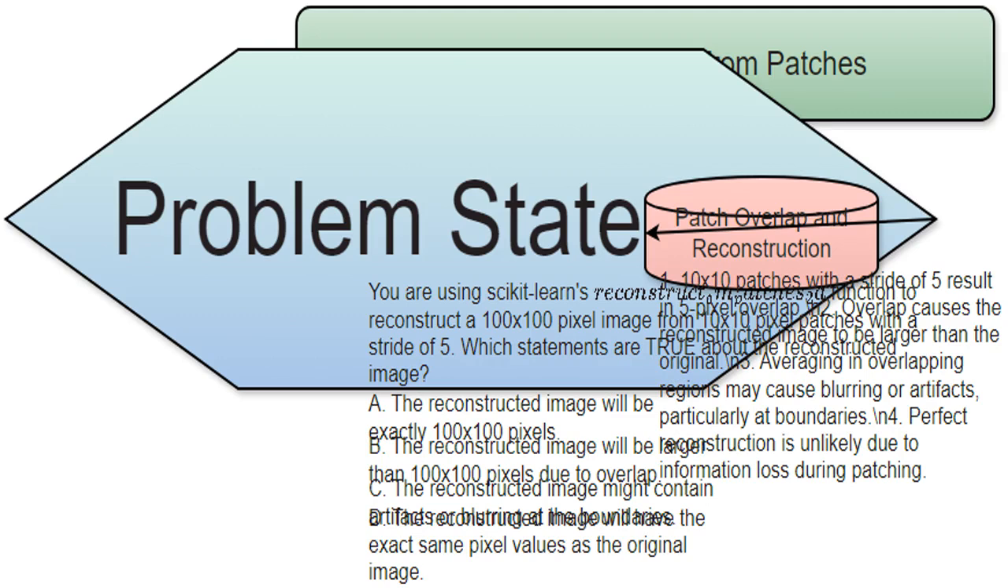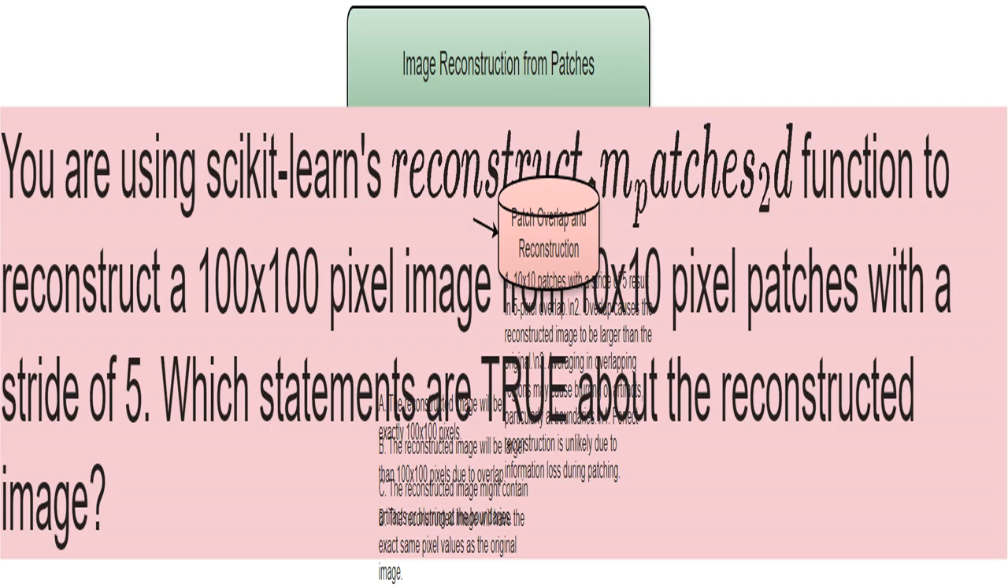Here's the challenge. I'm given a 100 by 100 pixel image. I've broken it into 10 by 10 pixel patches, with a 5 pixel gap between each patch, the stride. The goal is to understand the characteristics of the image once I put these patches back together. Sounds interesting, right? This is the core question.